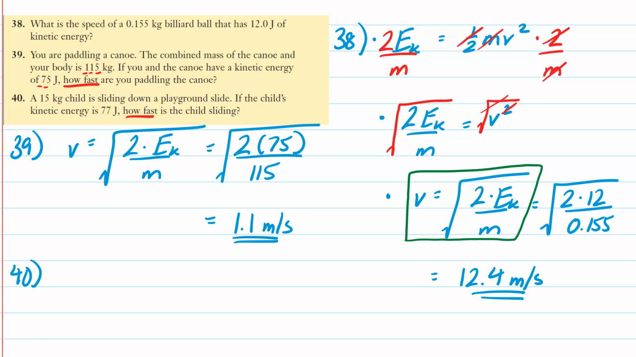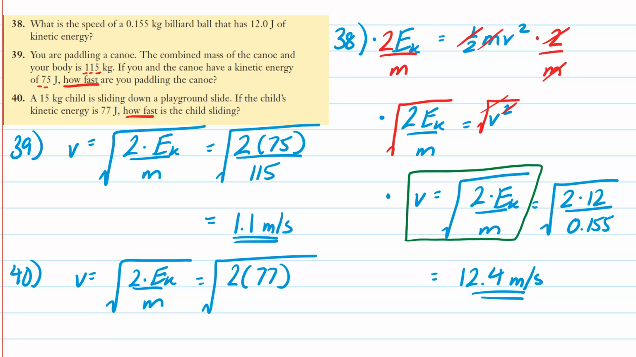Finally, for 40, we're going to use the same equation because we're looking for speed while we're given kinetic energy and mass. 2 times EK over m, which is 2 times the kinetic energy of 77 divided by the mass of 15, and to 2 significant digits, the final answer then would be 3.2 meters per second.